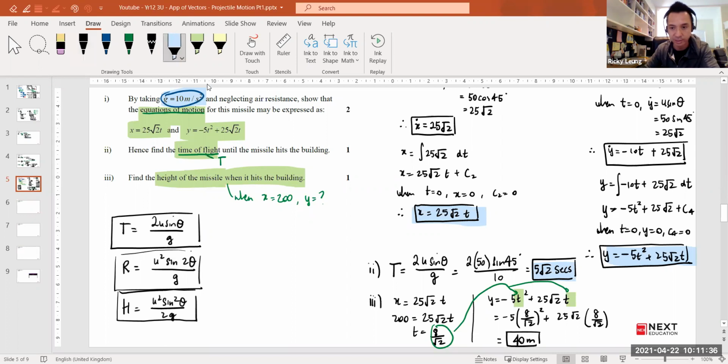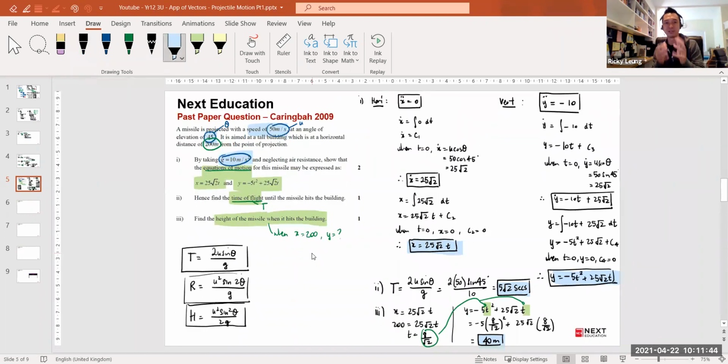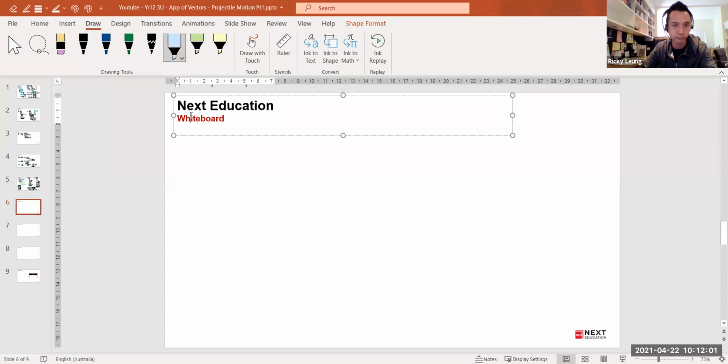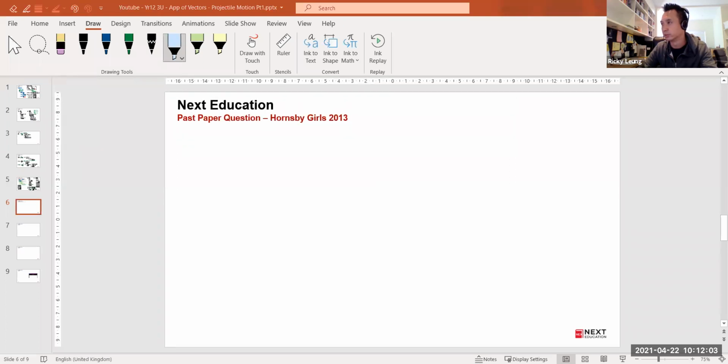Can you check that, please? Not too hard when you have the formulas. You can't get more textbook than this. If they give you numbers, super easy, right? Let's do one more of this sort of caliber, as in not too hard. So the next one here, let's do one more question from Hornsby Girls. Hopefully that was all right.